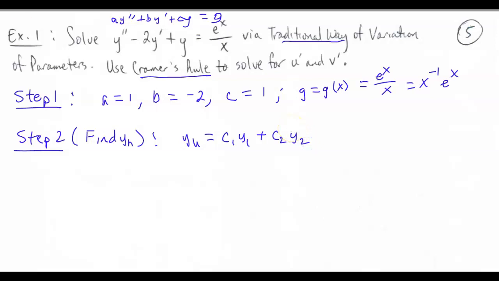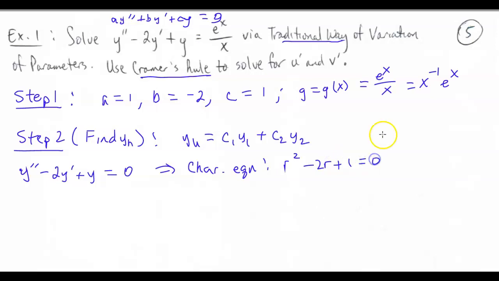And we know that if we're going to look at the corresponding homogeneous equation for this, then it's going to look this way. Of course, we have a characteristic equation of r squared minus 2r plus 1 equals 0. If we factor the left side, that's r minus 1 squared equals 0, which implies that r minus 1 is 0, which means that r is just equal to 1.